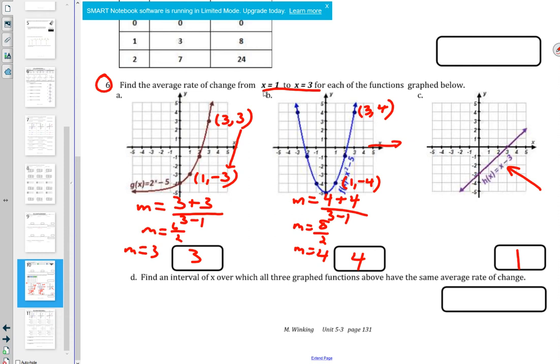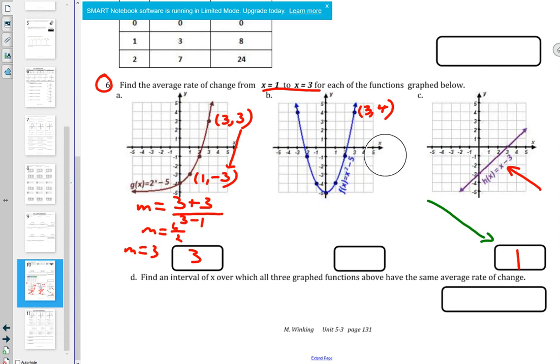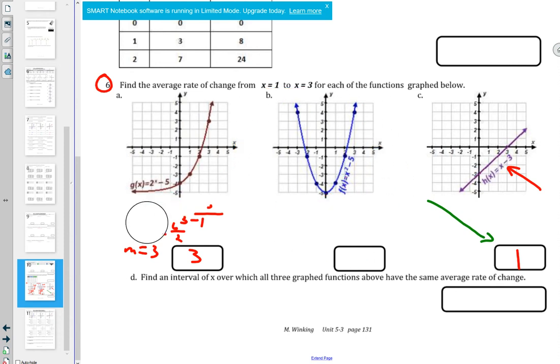Find an interval of x over which all 3 graphed functions have the same average rate of change. Okay. Well, we're kind of stuck here because since one of our functions is linear, there's only one type of rate of change that one can have. This one here, you're stuck at 1. So basically, what they're asking you here, and I'm not even going to get too fancy on this one, I could get really algebraic with you, but I think I'm going to lose you on that one.